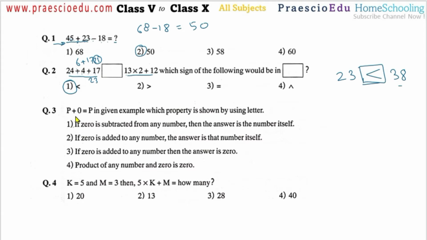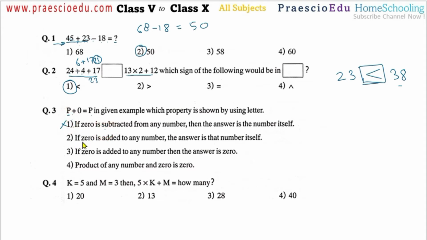Now, question number 3: p plus 0 is equal to p. Which example shows this property using letters? Suppose this p is any number, of course this is a variable, meaning any number. So any number, addition of 0 is equal to that any number. This has to be shown in which option, that we have to choose. If 0 is subtracted from any number, but here it is addition, so why subtraction? So this option is incorrect.